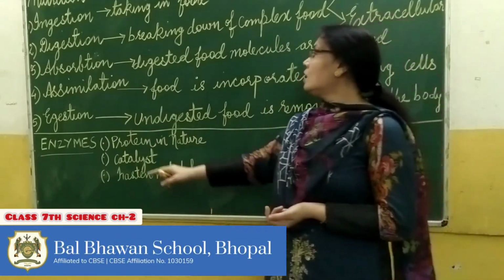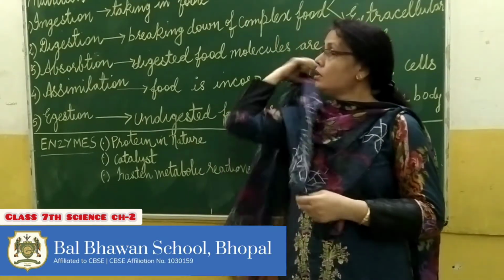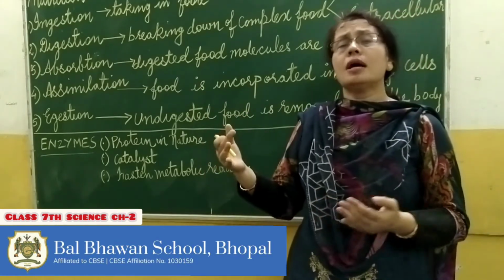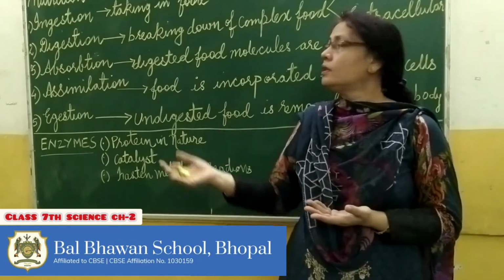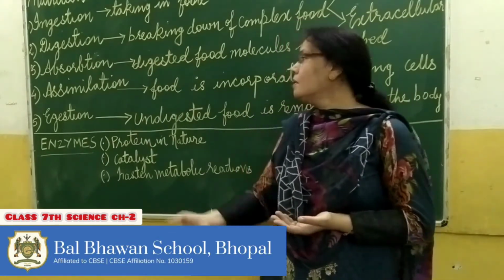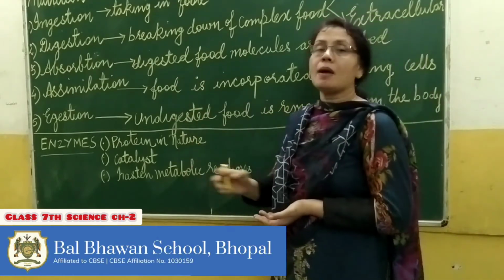Now coming to higher organisms, like human beings, once the food is absorbed by the wall of the intestine, it then comes into the circulatory system. From there, it is distributed to each and every part of the body where it can be used by the body.